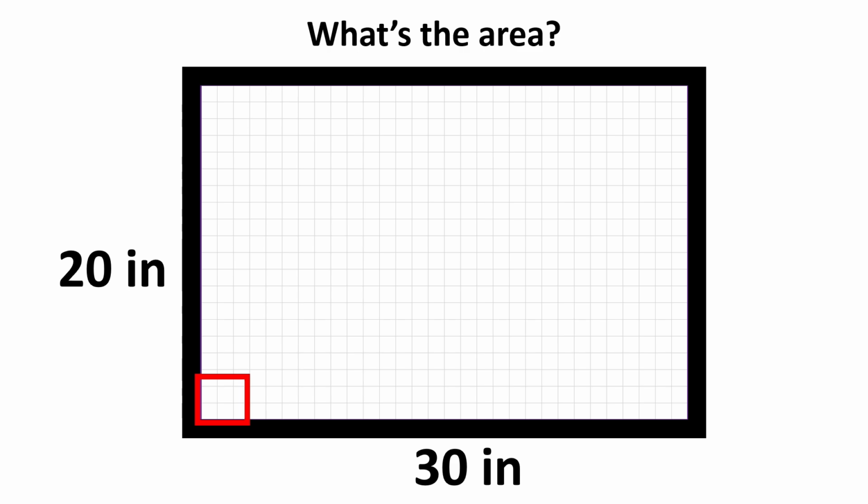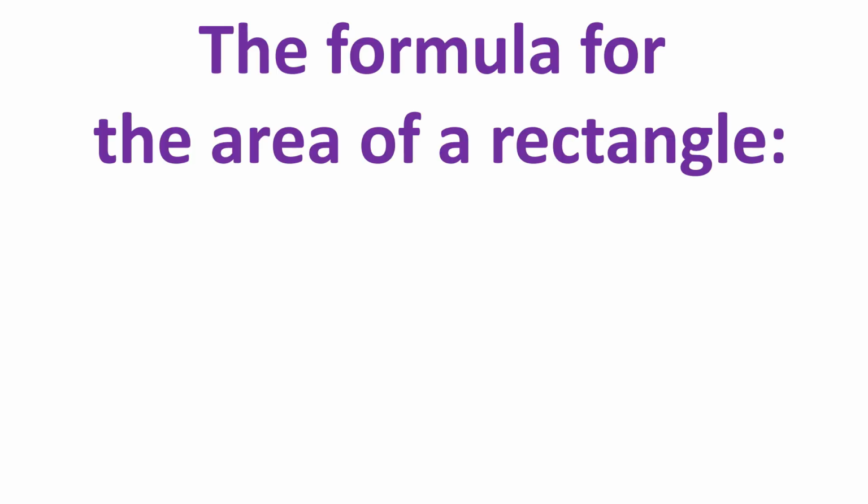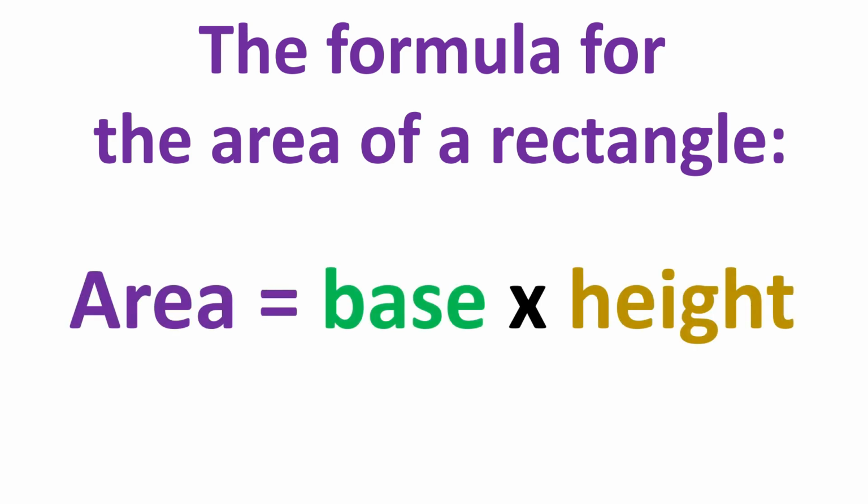But what if we're shown a rectangle like this? Here the height is 20 inches and the base is 30 inches. We could count up all of the squares, but it would take a long time and we might make a mistake. So instead of counting up squares, we use a formula to calculate the area inside a rectangle. Here's the formula for the area of a rectangle. The area equals the base times the height.